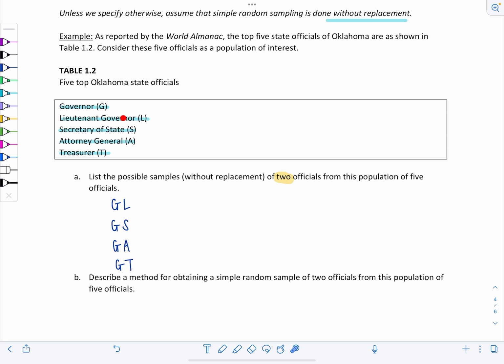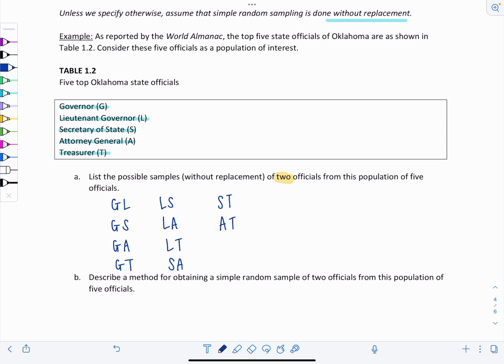Now I'm just going to go in a nice pattern. I'm going to take this lieutenant governor L and then pair it with each of the officials below. So that would be LS, LA, and LT. And then just keep repeating. So now I'll take the secretary of state, pair with everybody below. SA, ST, and then the last one, AT. Okay? So these are all the possible samples.